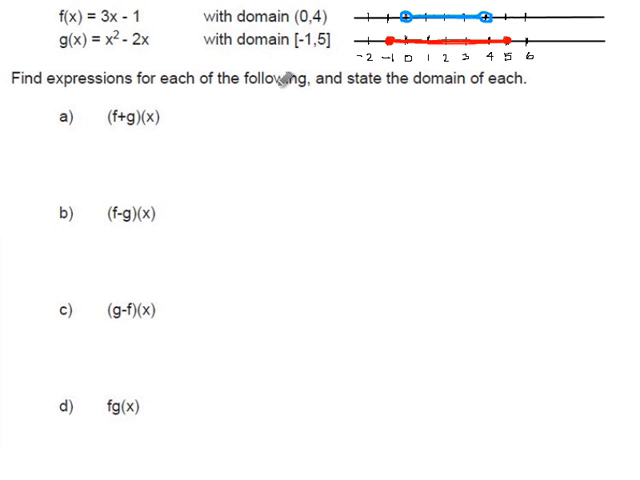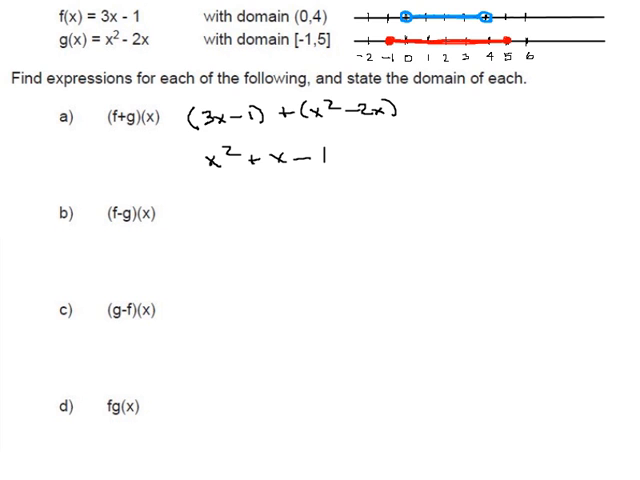Now, function f plus g just means add the two of those up. So 3x minus 1 plus x squared minus 2x. If we combine our like terms there, we get x squared plus x minus 1. So that's f plus g.